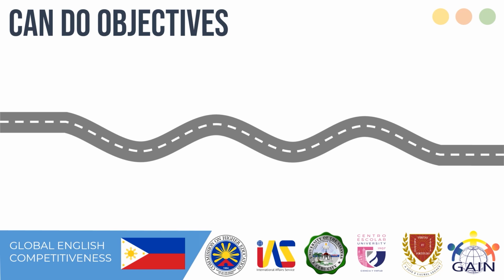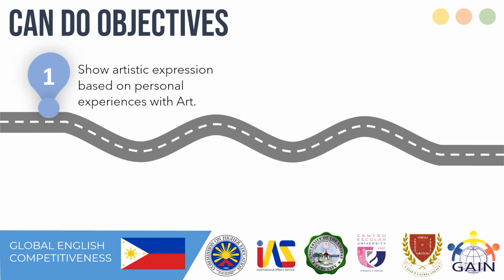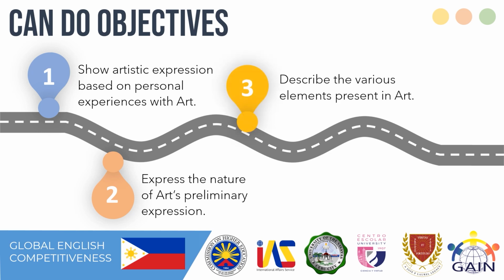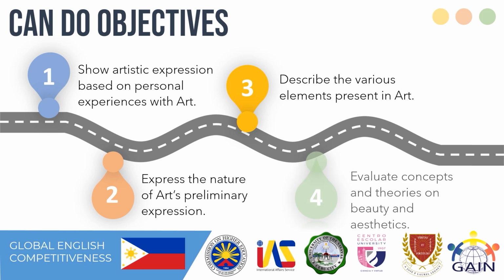To recap, we have four can-do objectives. First, to show artistic expression based on personal experiences with art. Second, express the nature of art's preliminary expression. Third, describe the various elements present in art. And fourth, evaluate concepts and theories on beauty and aesthetics.